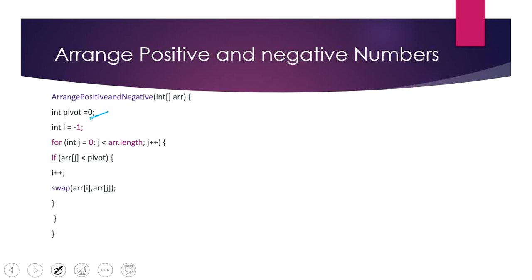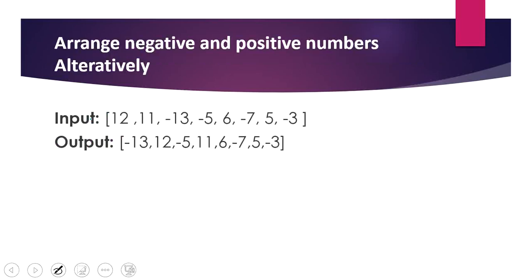So moving on to our next problem, that is, arrange negative and positive numbers alternatively, which means we are given an input of an integer array with positive and negative integers. We have to return the output as one negative and one positive, again, one negative and one positive alternatively. So how do we do it?